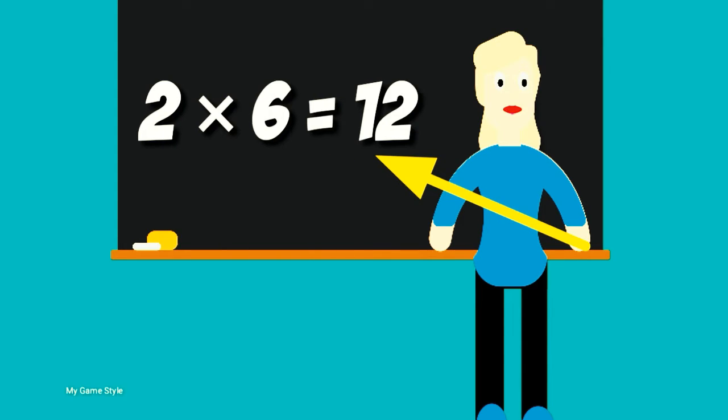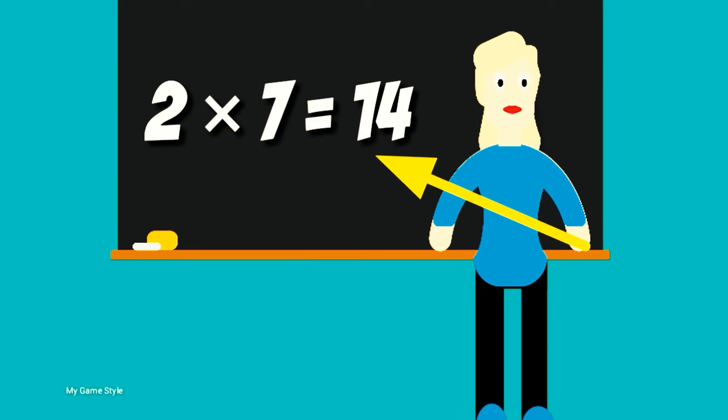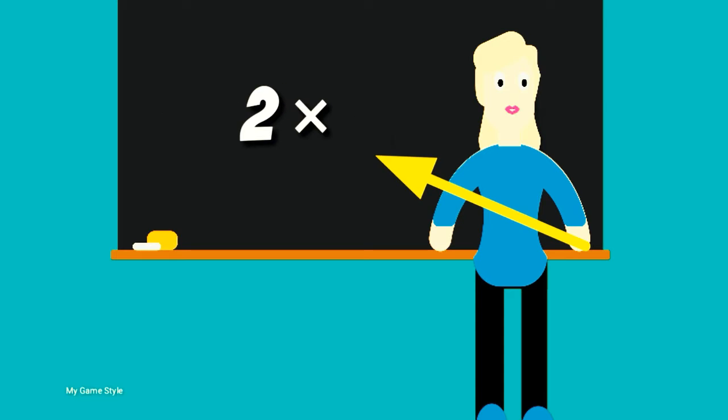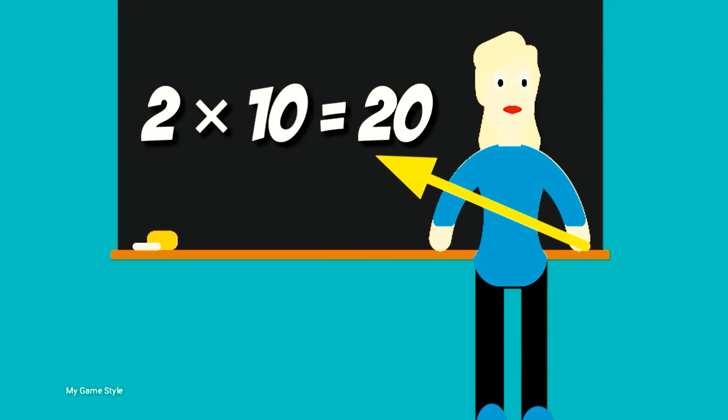Two sixes are twelve. Two sevens are 14. Two eights are 16. Two nines are 18. Two tens are 20.